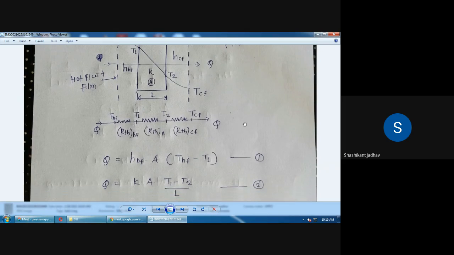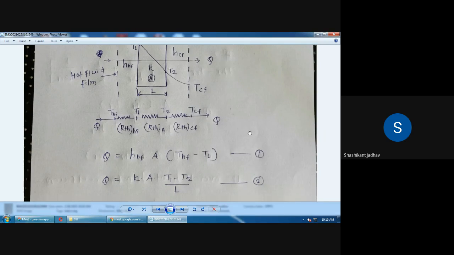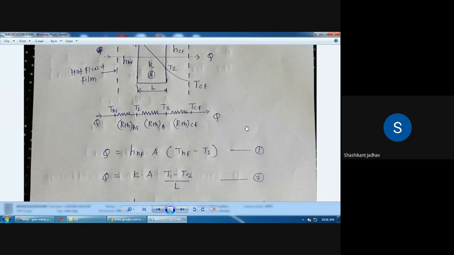Similarly, we have to write down the equation for layer 2, that is nothing but the plain wall or metal plate. So in that metal plate, heat is transferred because of conduction. And what is the standard equation for conduction? K into dt by dx. Or what is the plain wall equation? K into A into T1 minus T2 divided by L. So write down Q is equal to, for layer 2, Q is equal to K into A into T1 minus T2 divided by L.